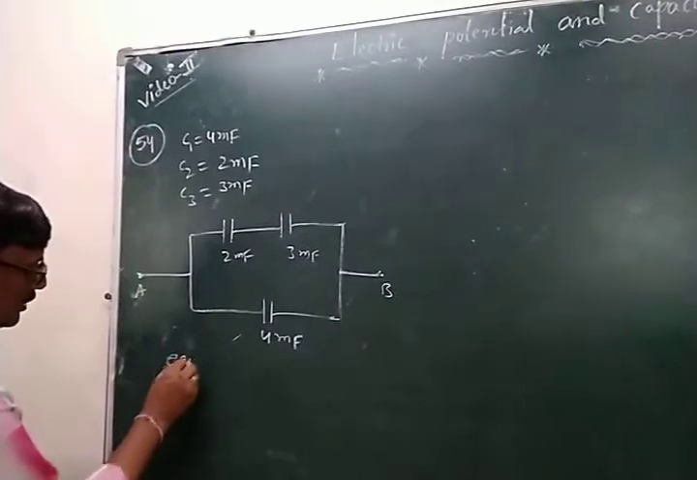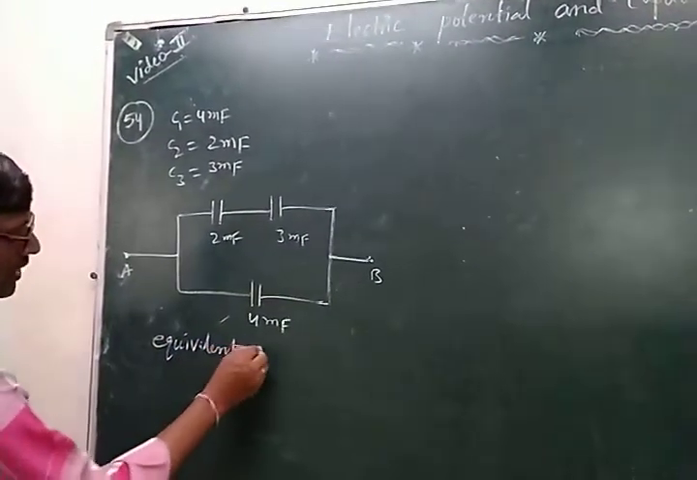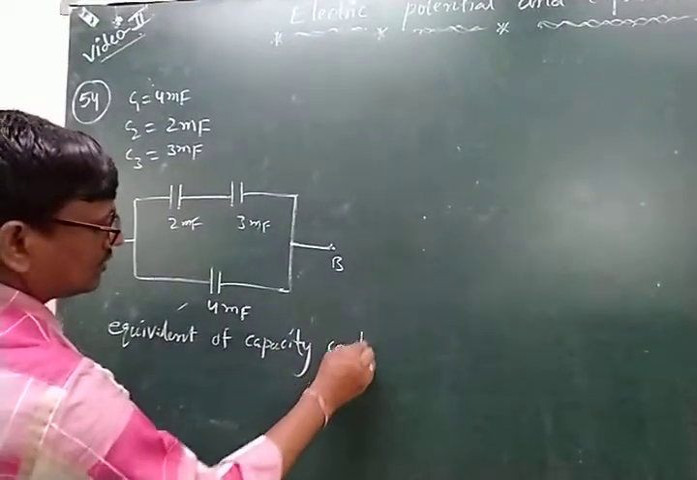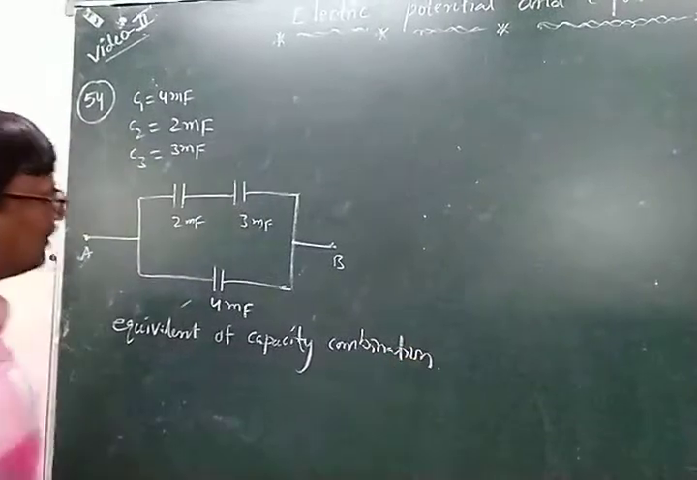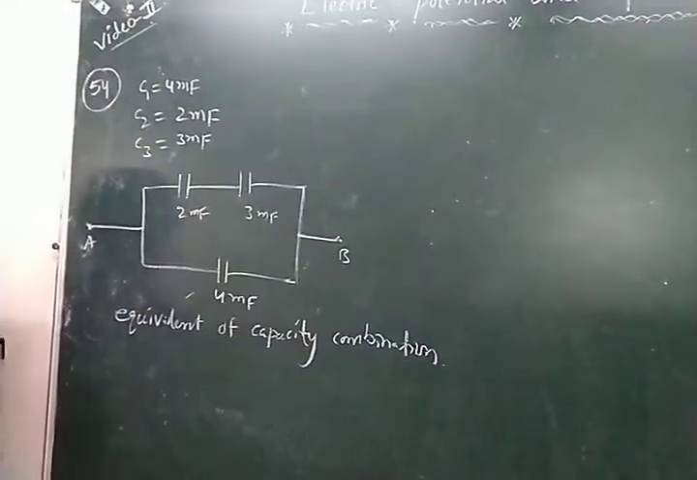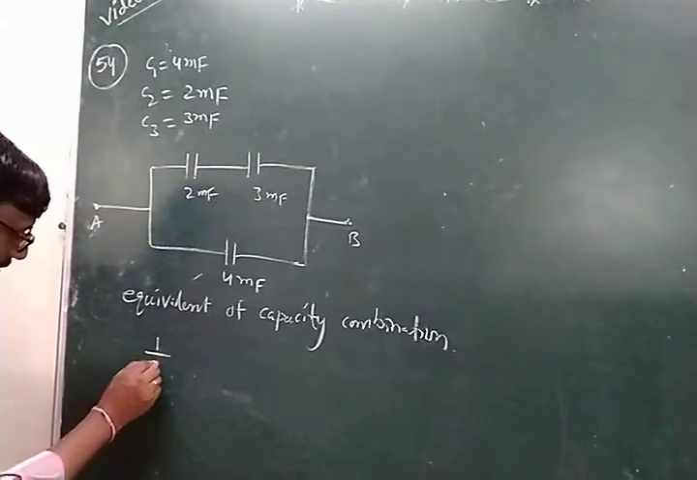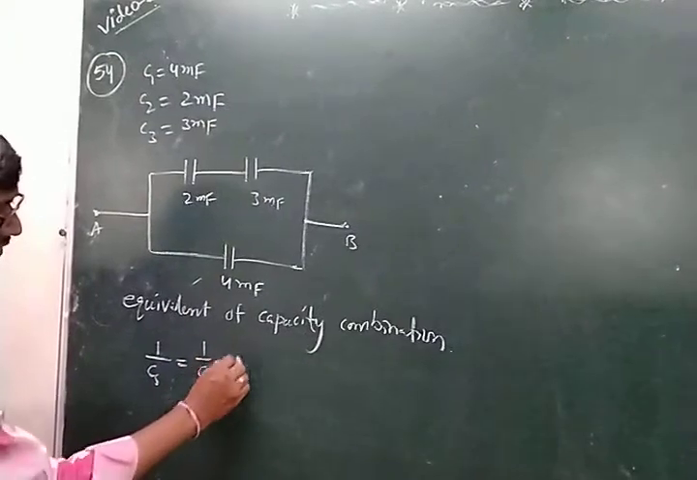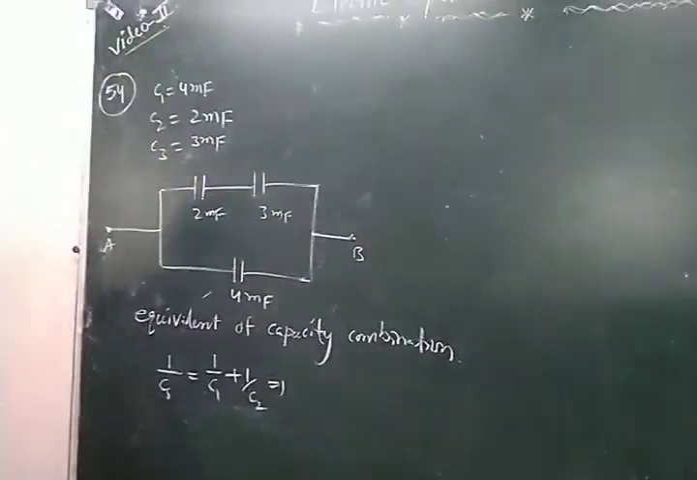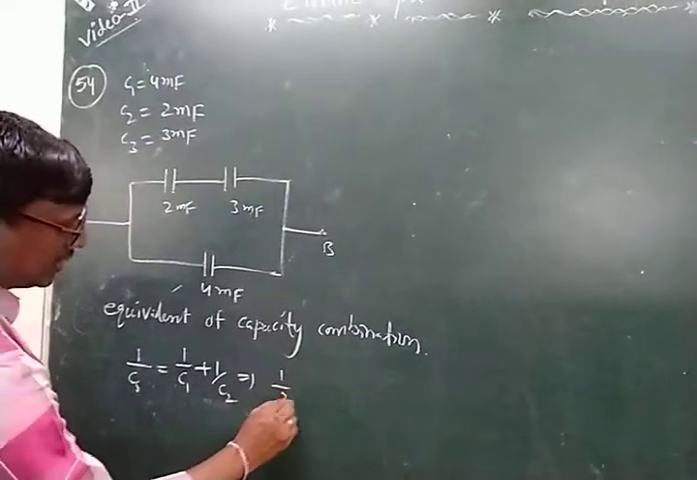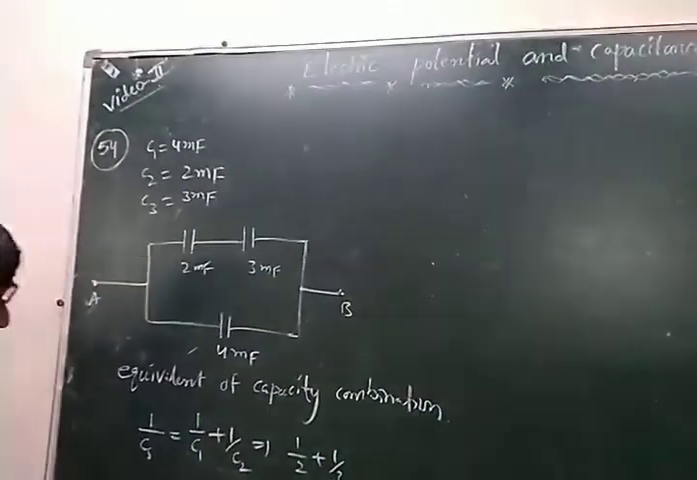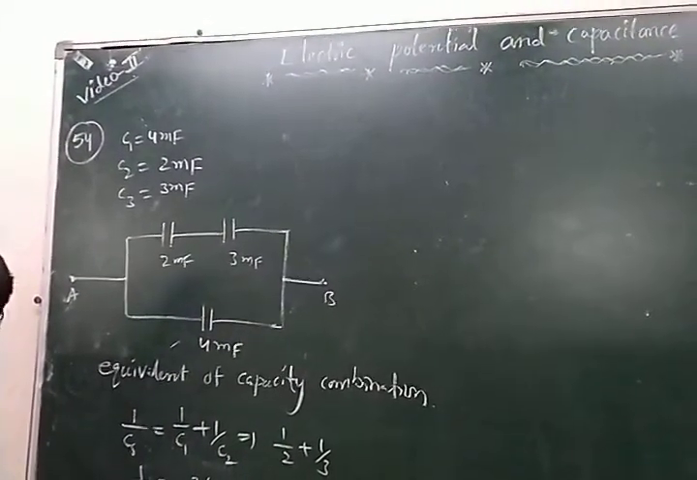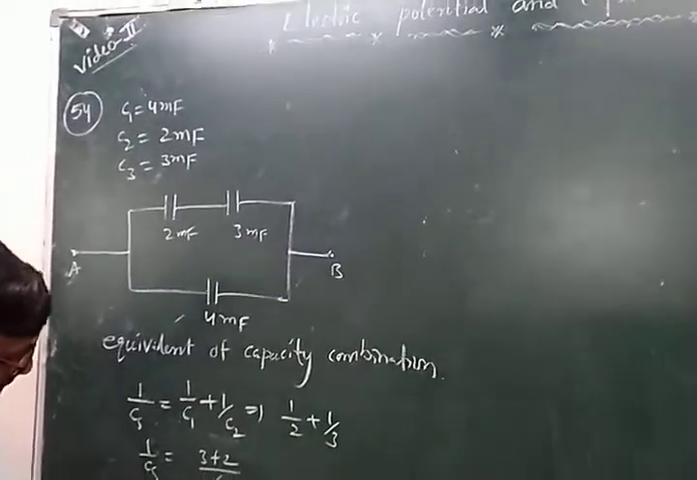What we can find is the equivalent capacity of the combination. See, in the capacity combination, first there is the series combination. What is the formula for the 1 by Cs? The capacity in series combination is equal to 1 by C1 plus 1 by C2. See, 1 by C1 plus 1 by C2 is equal to, write the 1 by 2 plus 1 by 3. Take here the LCM, which is 6, and 3 plus 2 is equal to 1 by Cs. Then the Cs is equal to 6 by 5.